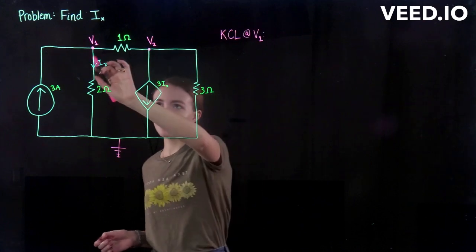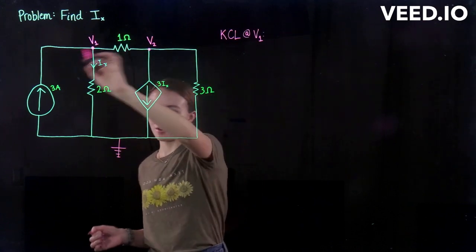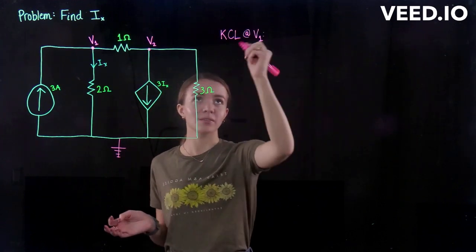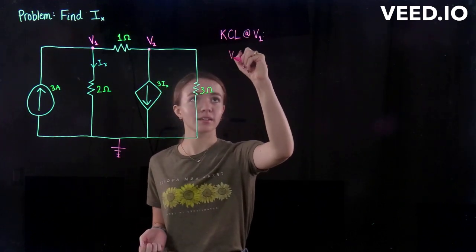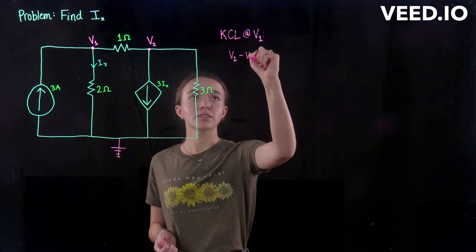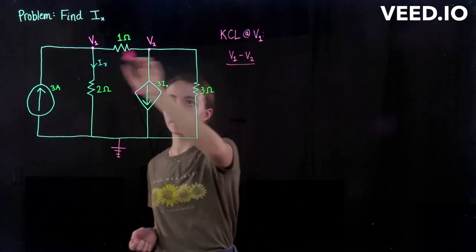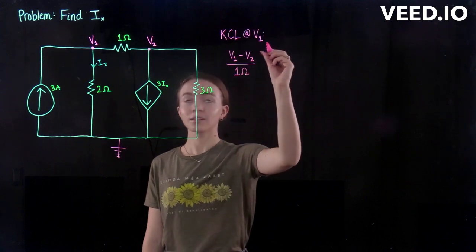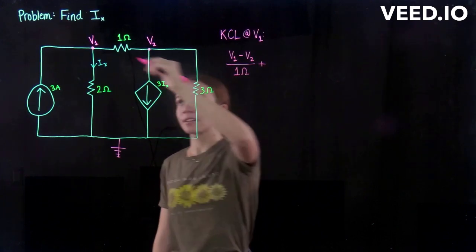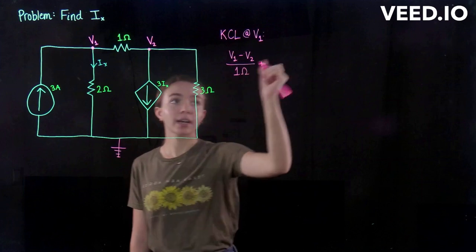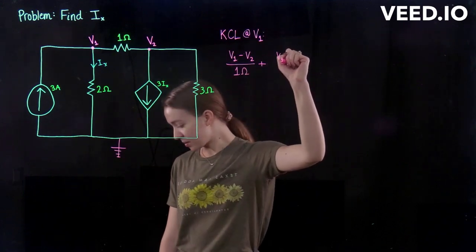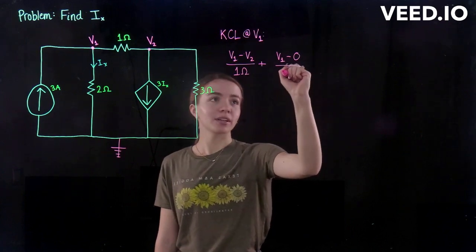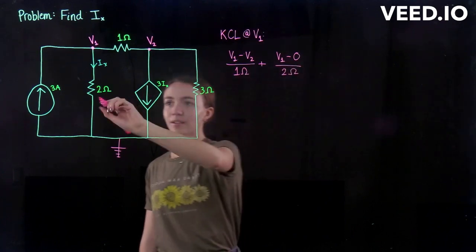Okay, so starting from V1, we're going to look at each adjacent node and write, for this case, 3 separate components to the KCL equation. So first, from V1 to V2, we have that flowing over a 1 ohm resistor. So that's what that's going to look like. And then next we're going to look at V1 to ground. So that is going to be V1 minus 0 technically over a 2 ohm resistor right here.